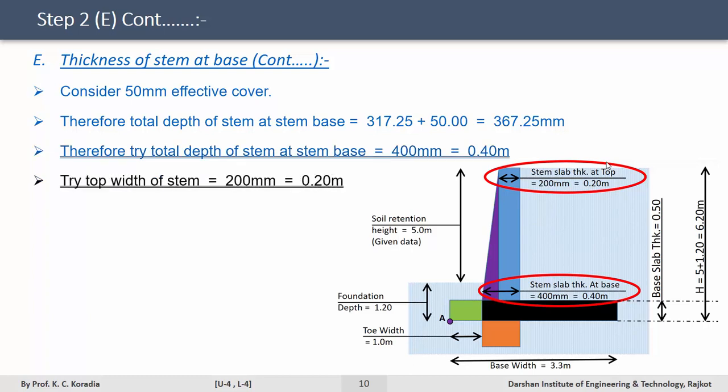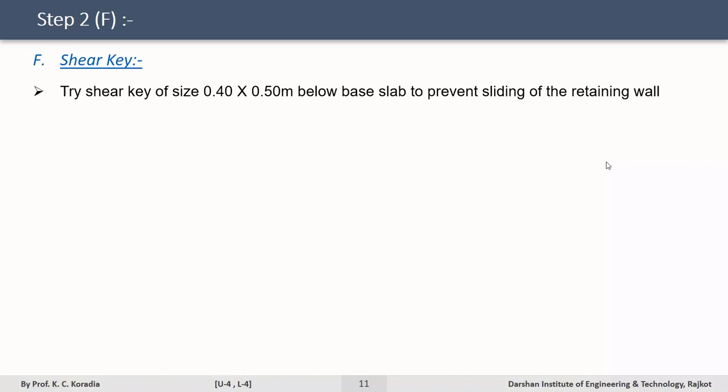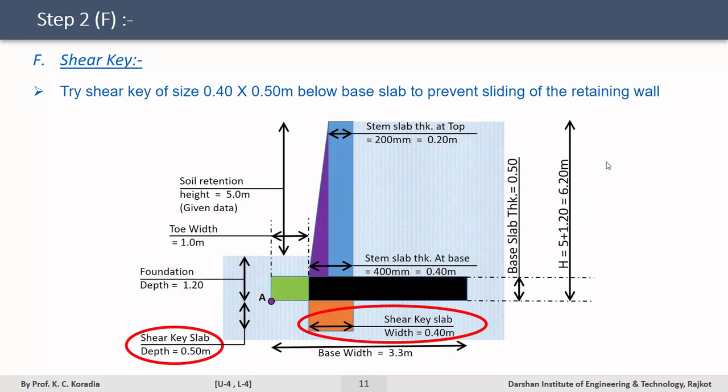Try top width of stem as 200 mm, which is also equal to 0.2 meter. This is also shown in the figure in a red circle. In the next slide, we will assume the shear key slab size. We will try a shear key of size 0.4 meter width and 0.5 meter depth below the base slab to prevent sliding of retaining wall. This is shown in the figure in a red circle.